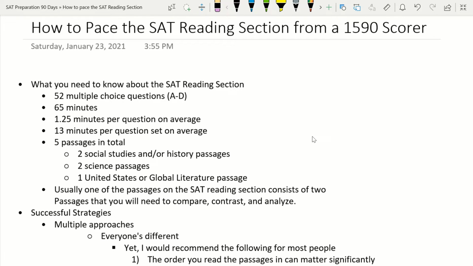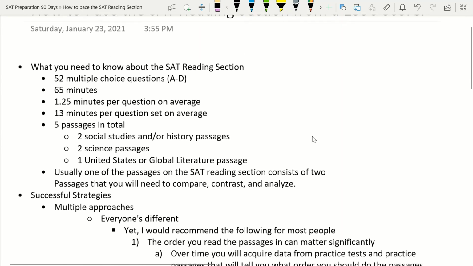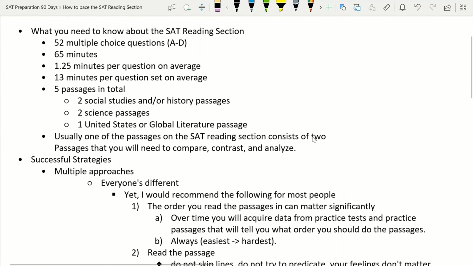So with that, let's go ahead and get started on my notes for how to pace the SAT reading section. Okay, a couple things we have to do first is understand the way that the test is set up and what we need to know. Obviously, like I said, 52 multiple choice questions. We've got 65 minutes to answer all of those.